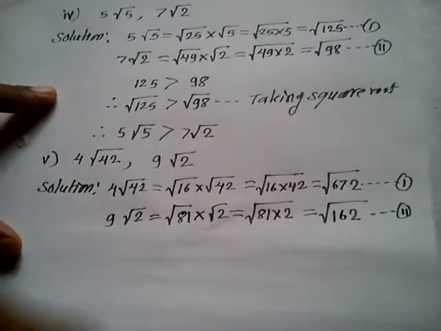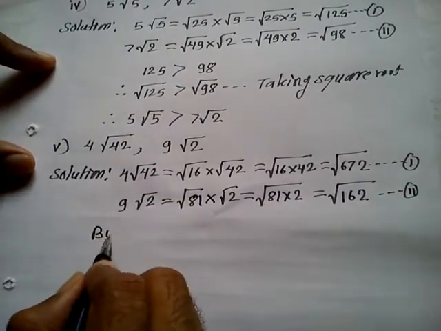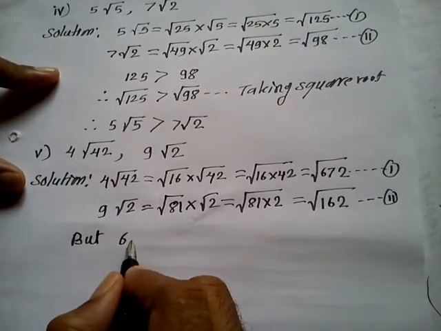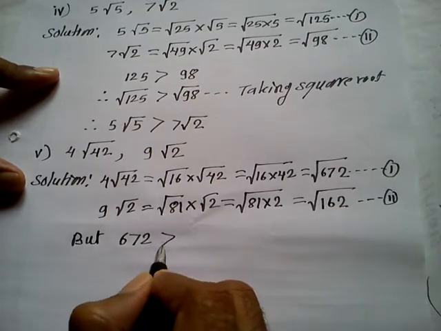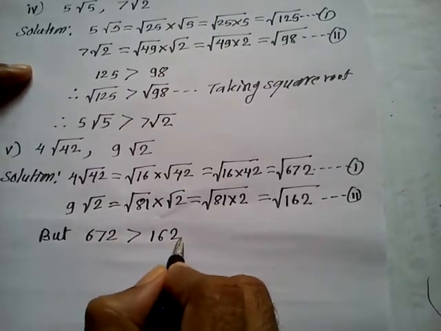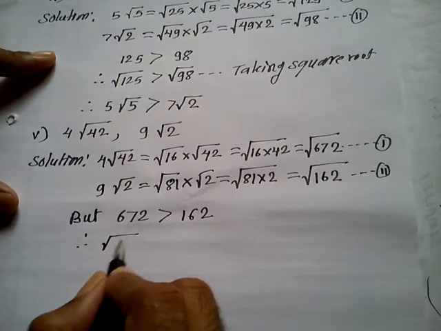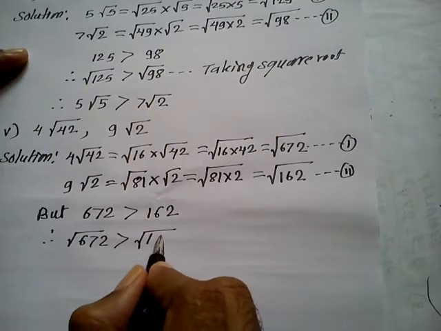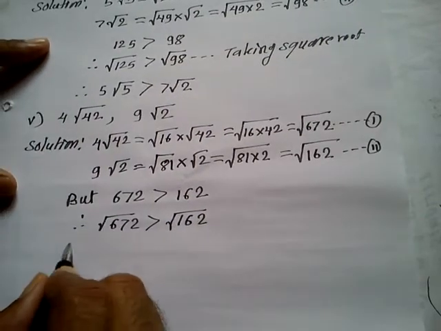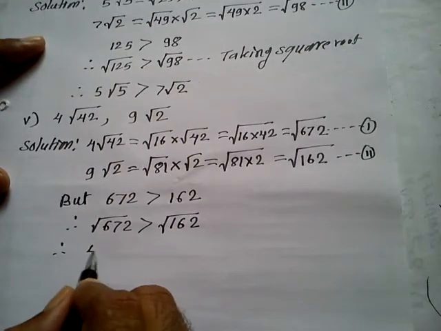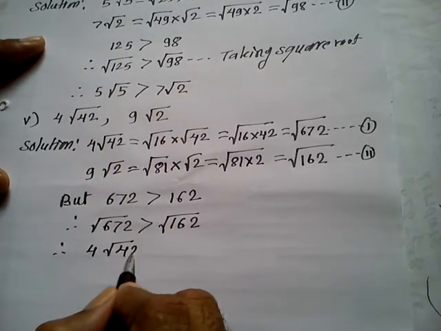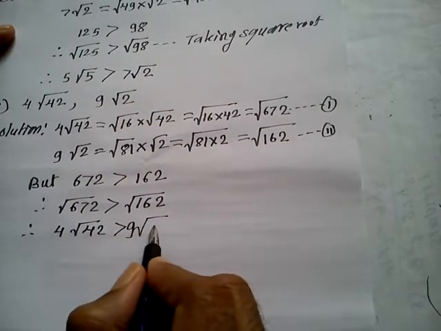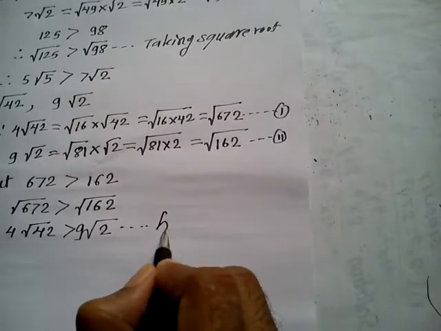Now comparing from 1 and 2, what we can write, first one you have to write first, 672 greater than 162. Therefore taking square root, root of 672 greater than root of 162. Therefore from 1, 4 root 42 is greater than 9 root 2, from 1 and 2.